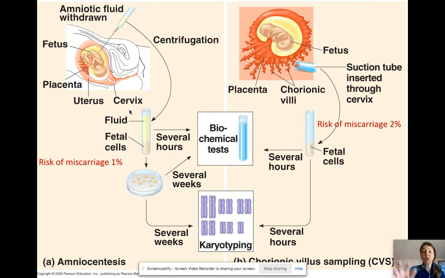Okay, so you need to be able to talk about how we can determine if nondisjunction has occurred through being able to analyze a karyotype, and also talk about how we do that. So through amniotic fluid withdrawal and through chorionic villus sampling, and then kind of talk about the fact that there are some side effects and risks to that.